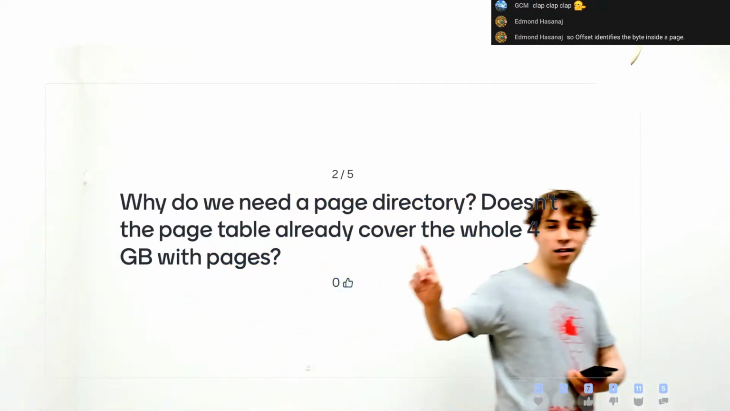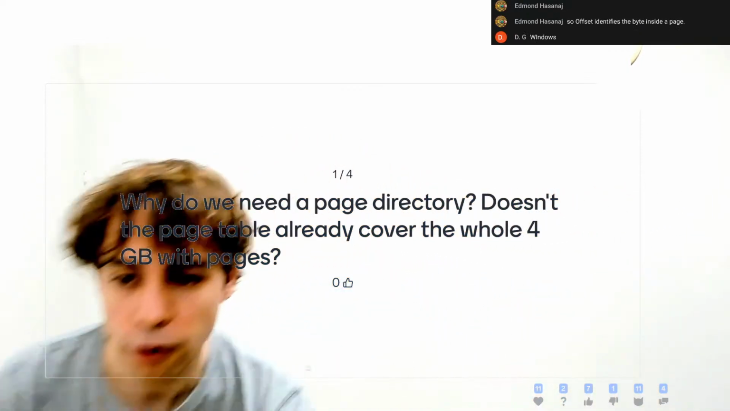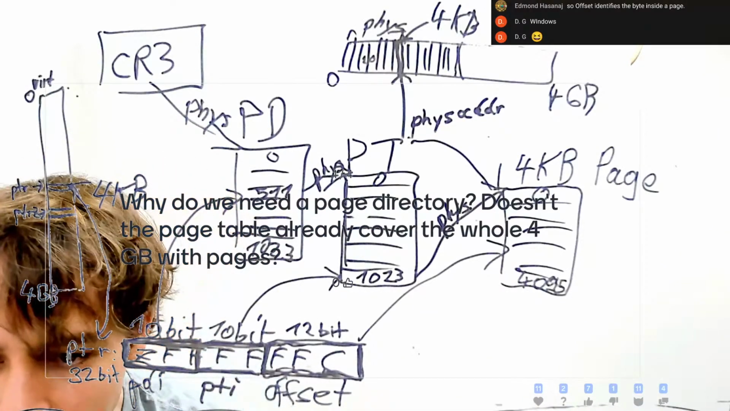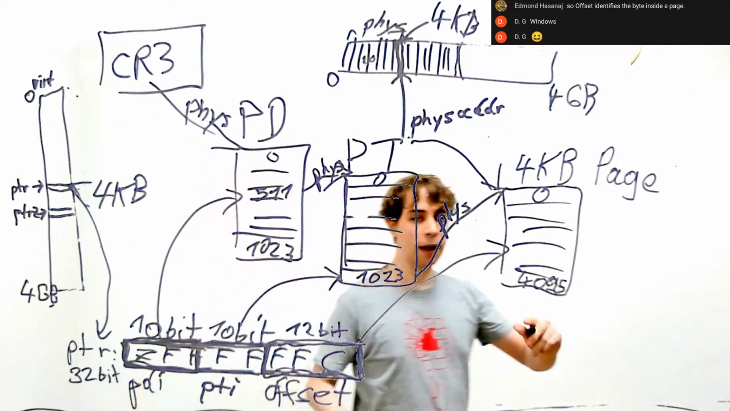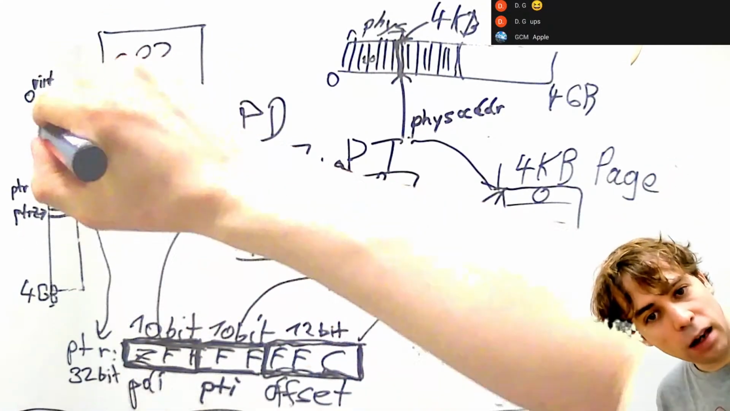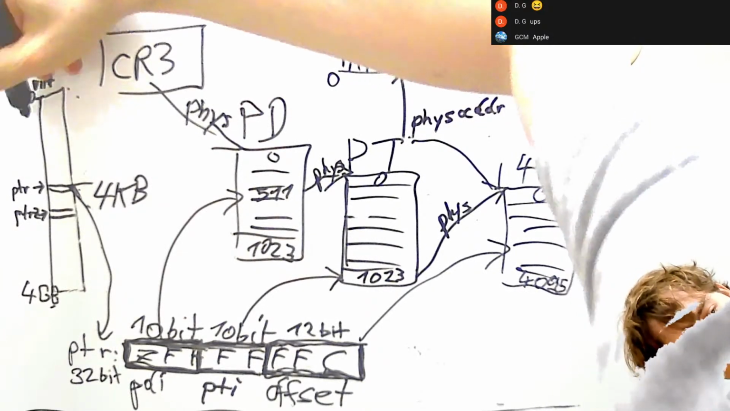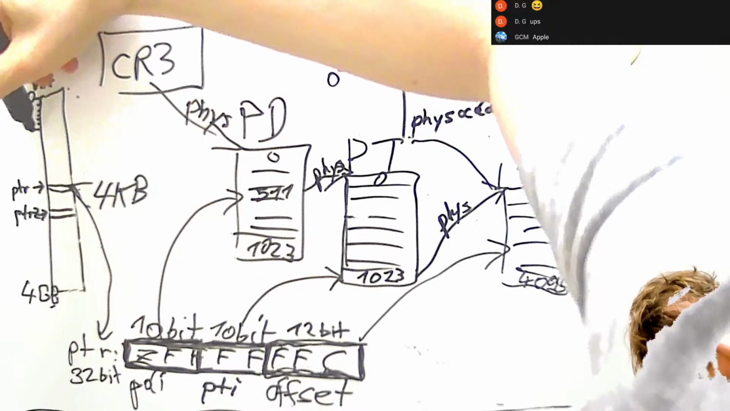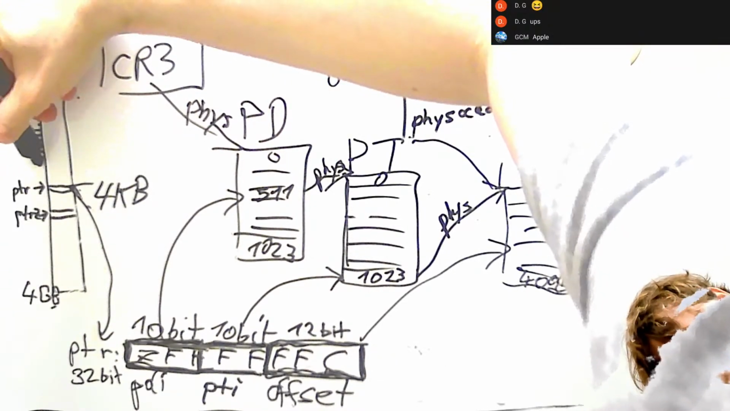Why do we need a page directory? Doesn't the page table already cover the whole 4 gigabytes with pages? For that, let me show you this one more time. And I have another nice way to show this, to give you some intuition of that. Think of a ruler like you had in school, a ruler where you had centimeters and millimeters and so on. You would have the same here. So this is a ruler, and you have here millimeters, and then maybe centimeters and millimeters and centimeters and millimeters and so on.